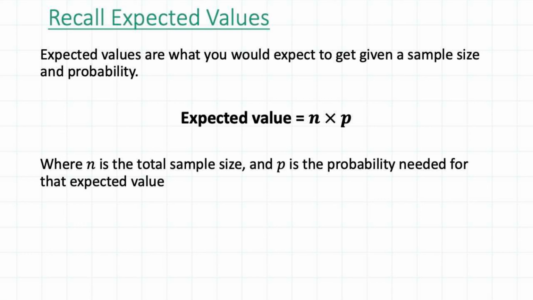Recall expected values because we're going to use that. So the expected value in a normal distribution is just the number of trials you have multiplied by the probability. So again, we've done these in probability questions also.